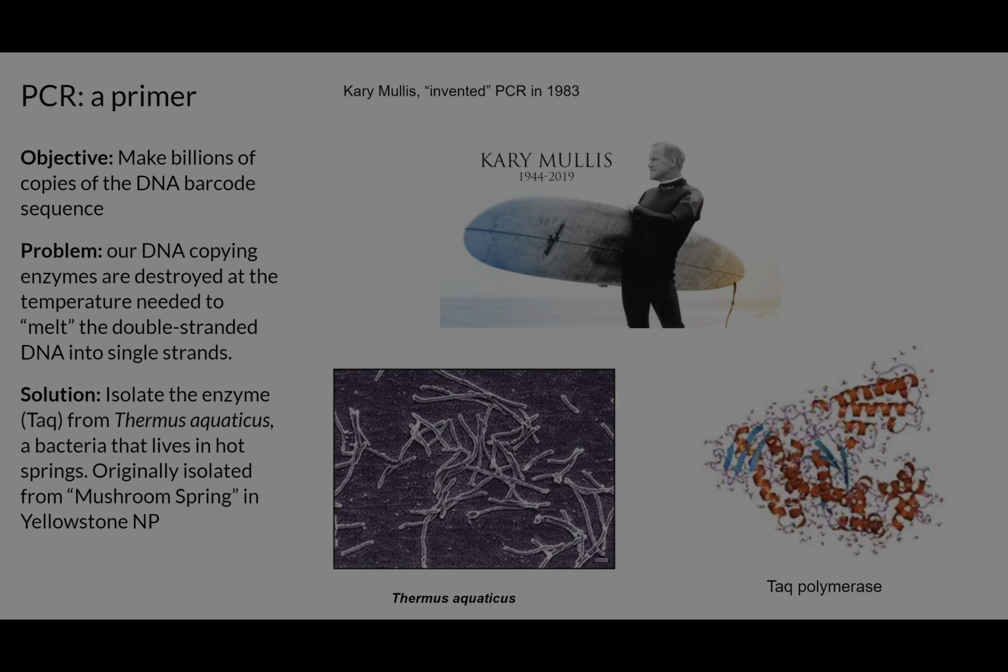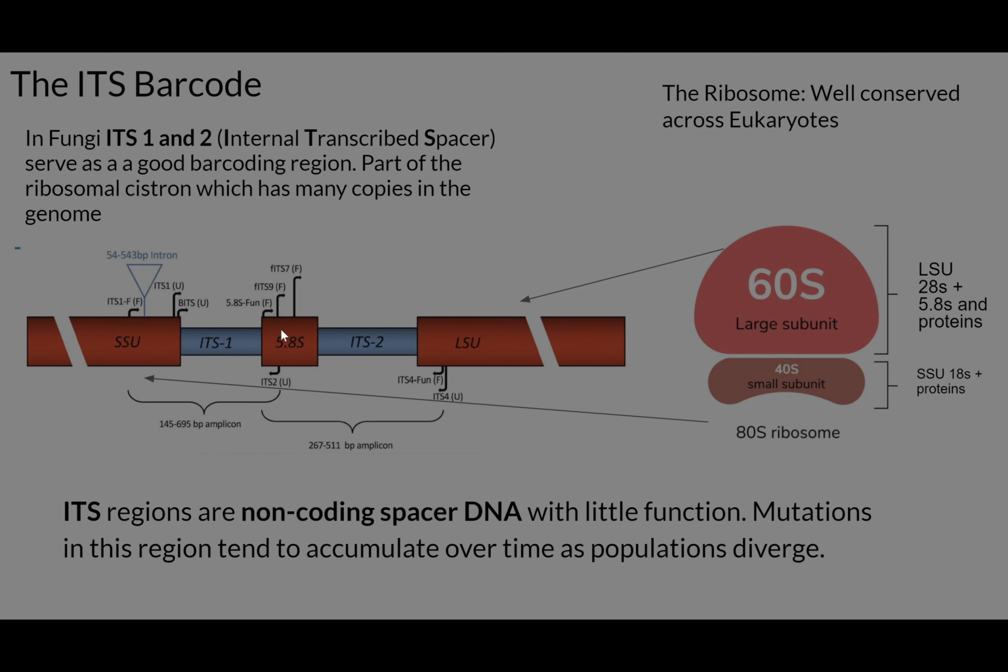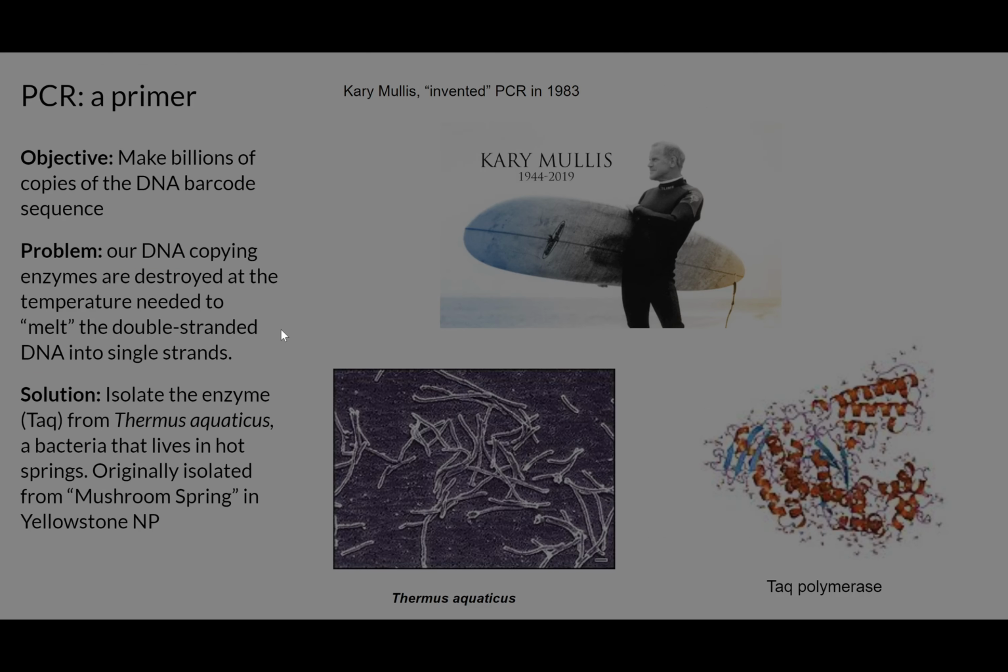So when we're going to go sequence this region, we don't just sequence the entire genome and pull this out, although you can do that. We want to take advantage of the fact that there's many copies of it, and we don't need a lot of DNA to start out with to make many copies of just the sequence that we care about. So to do that, we use a process called PCR, which stands for Polymerase Chain Reaction. Polymerase being the DNA enzyme. And so our objective is to make billions of copies of the DNA barcode sequence.